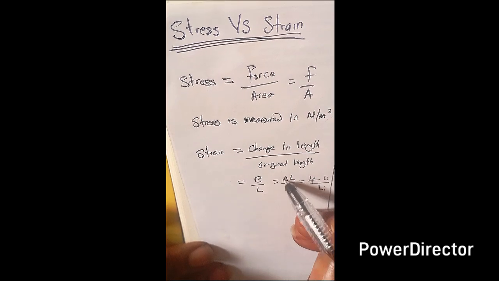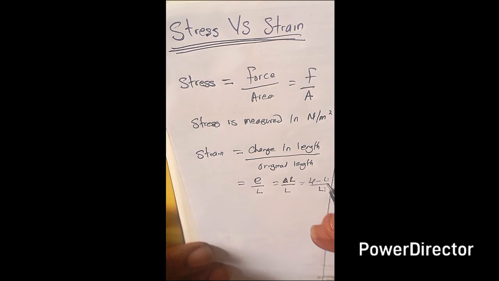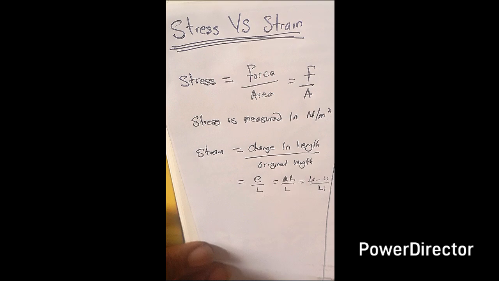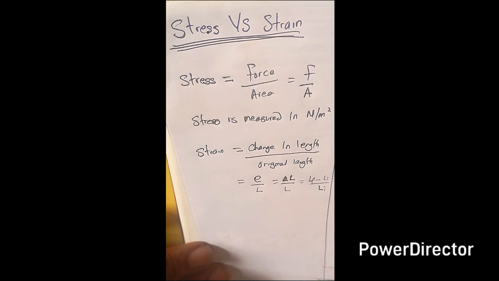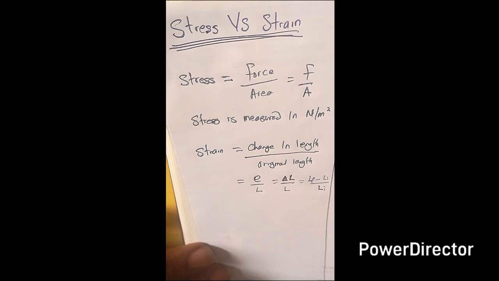Since there we have change in length, change in length is measured in meter. Then length is also measured in meter. So strain does not have a unit. Now, this is the simple difference. Stress is the force that causes that deformation, while your strain is the actual deformation. So in conclusion, we can say stress causes strain. So that's the best way to say it. If there is no stress, you can't have a strain.